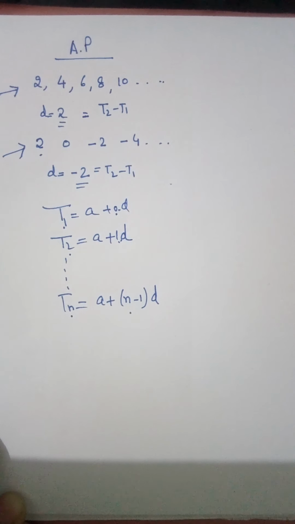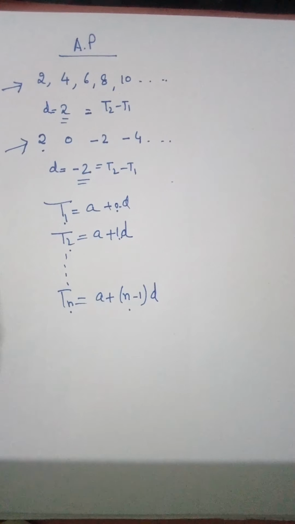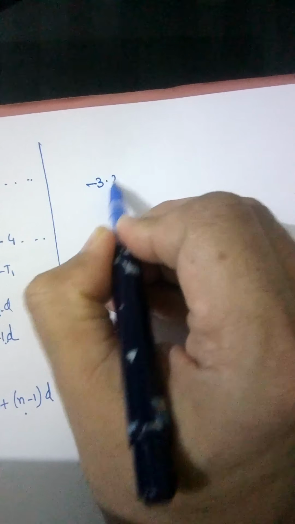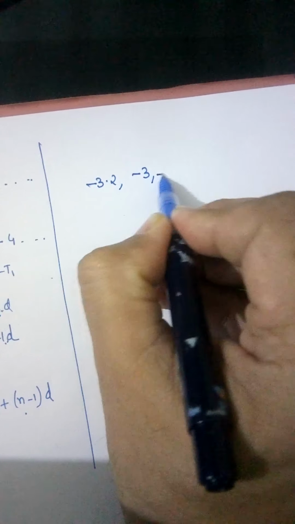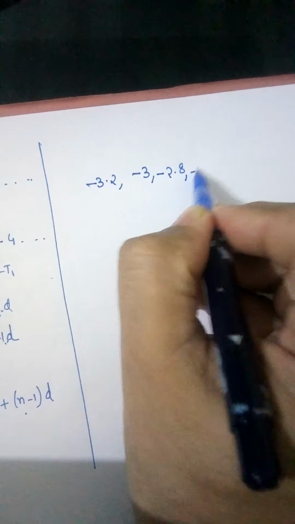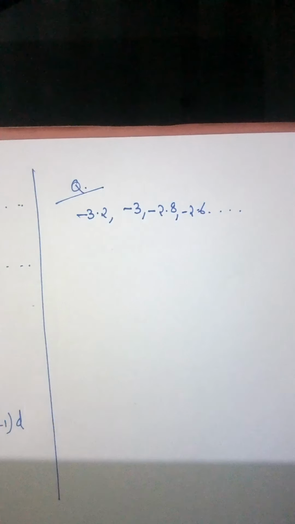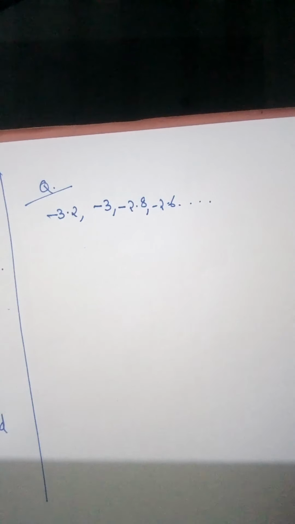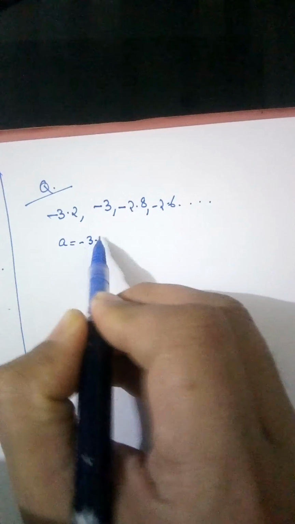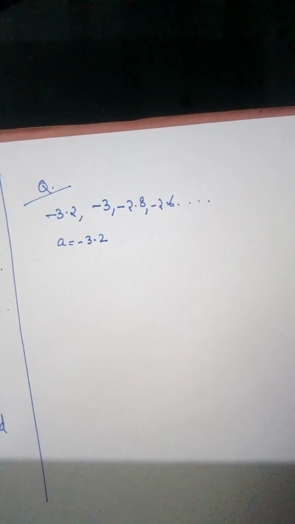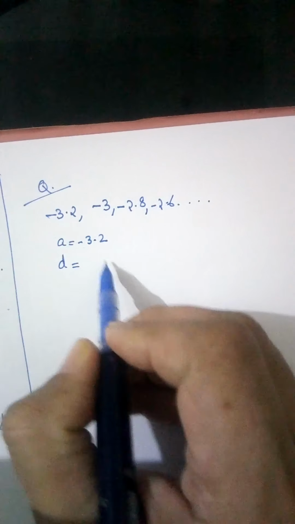Now let us do one question to apply what we have learned just now. Now look at this series: minus 3.2, minus 3, minus 2.8, minus 2.6 and so on. This is the question example. Now what you have to do, you have to tell the first term. So it is very simple. First term A is minus 3.2, finished. The second question is, what is the common difference?